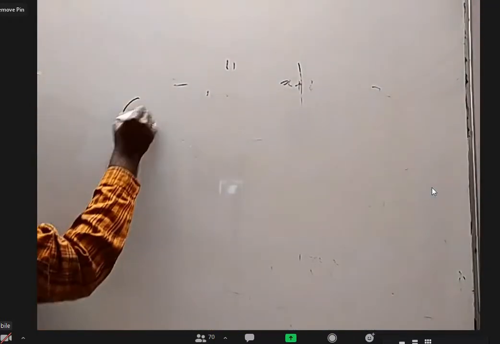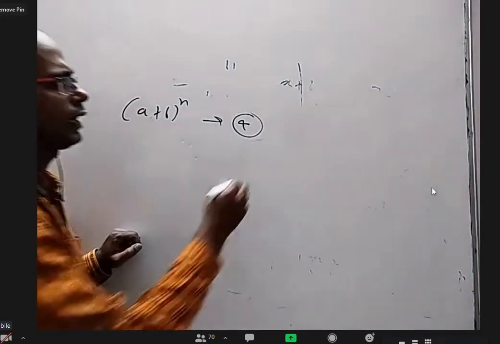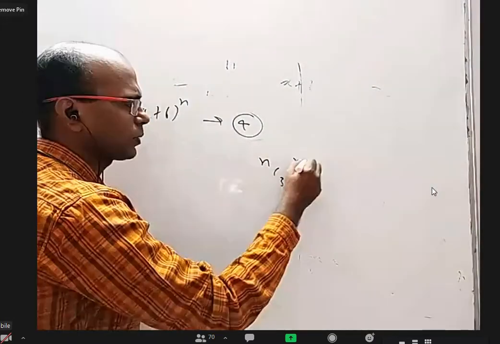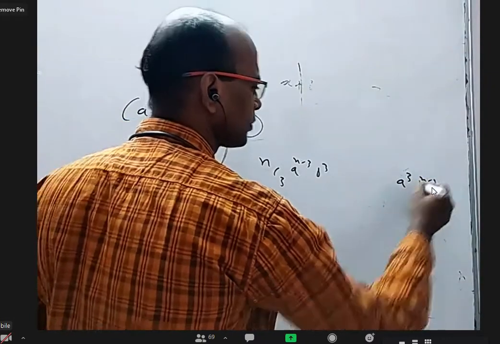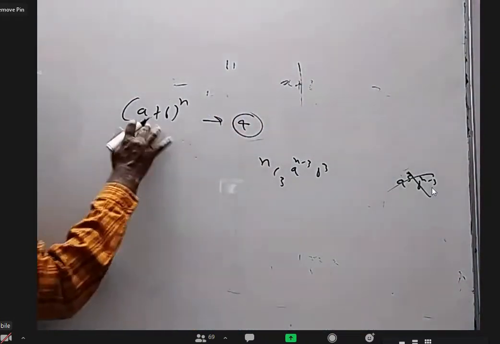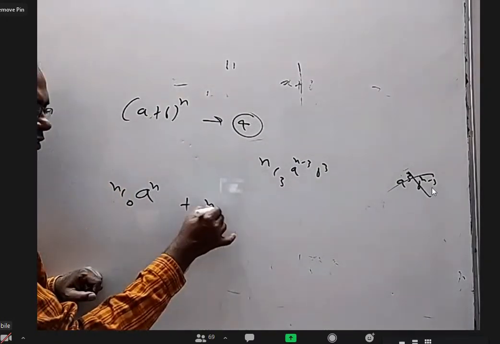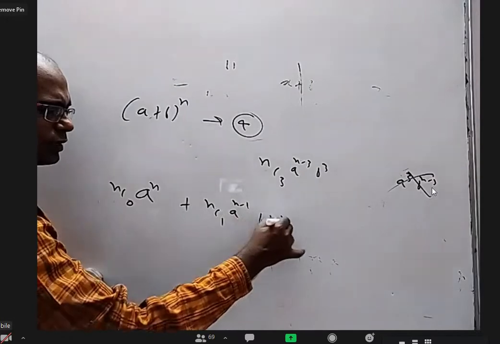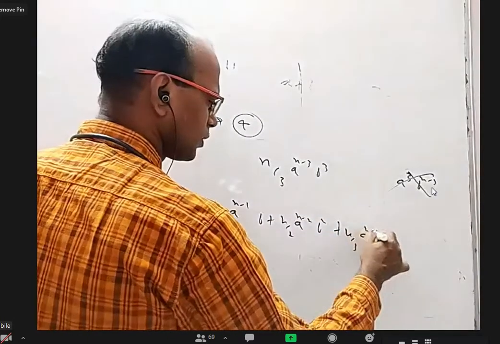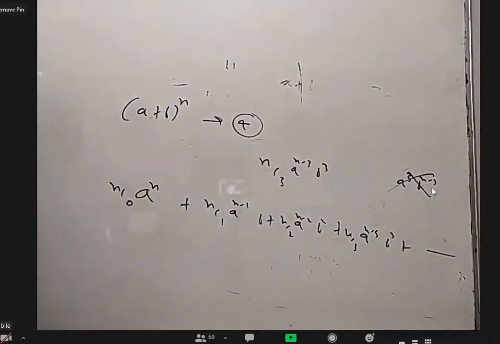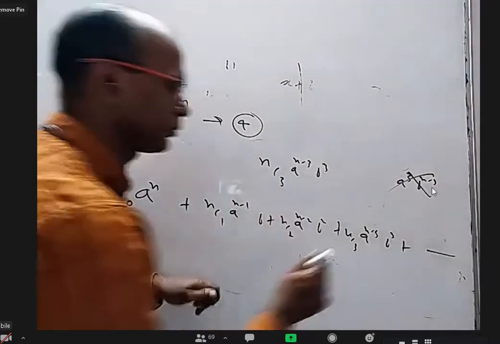So when somebody asks me a plus b whole power n in this fourth term, I should write NC3 a power n minus 3 b cube only. Even though I can write a cube b power n minus 3, no. Why? Because very first term is a power n. Next, that is NC0 if you want you can write. Next is NC1 a power n minus 1 b. NC2 a power n minus 2 b square. NC3 a power n minus 3 b cube, so on. The power of a should decrease and power of b should increase. This is the first term, second term, third term, fourth term.